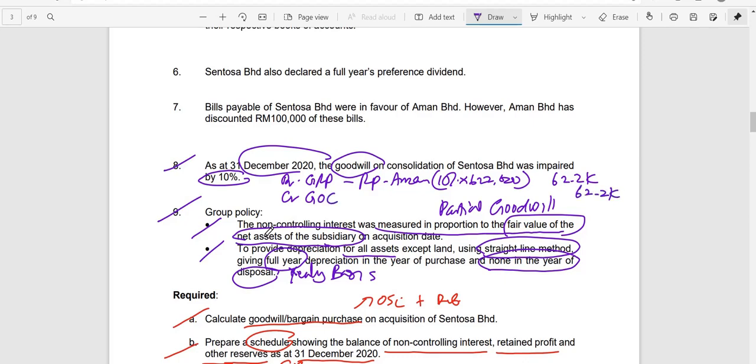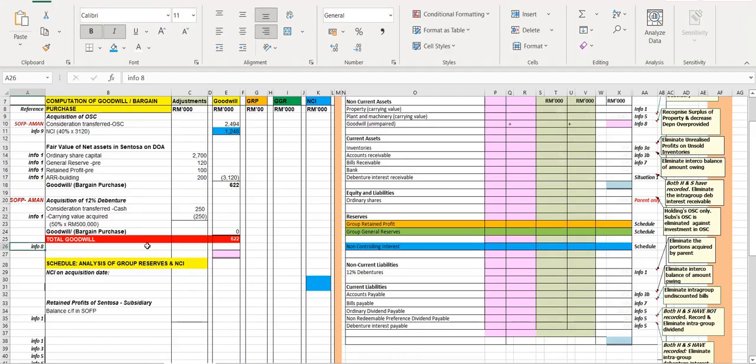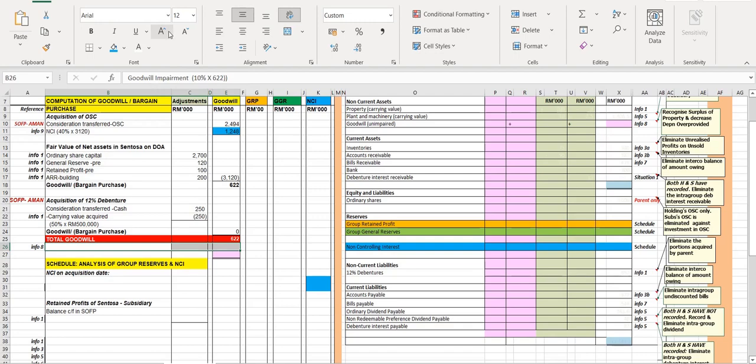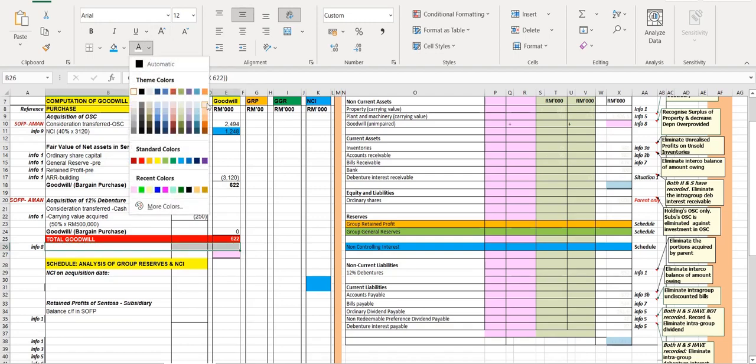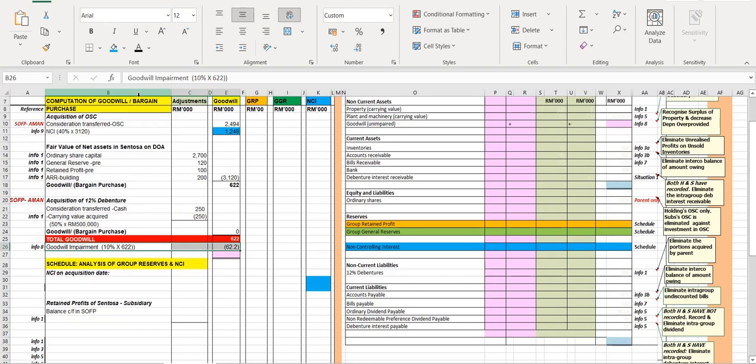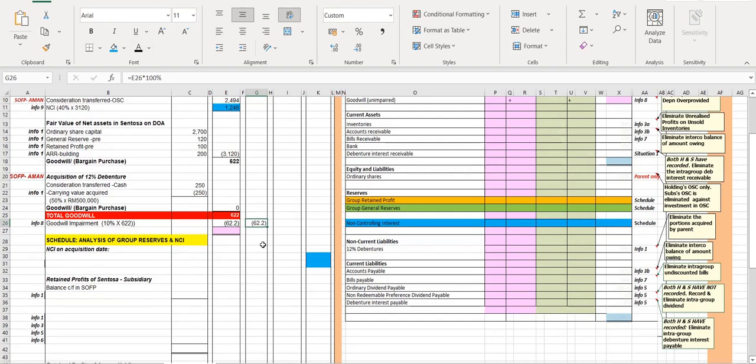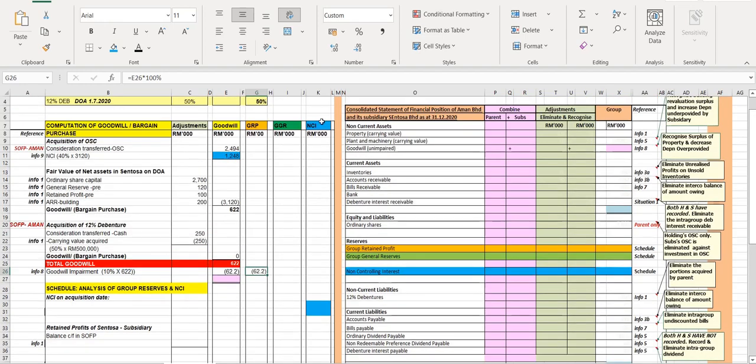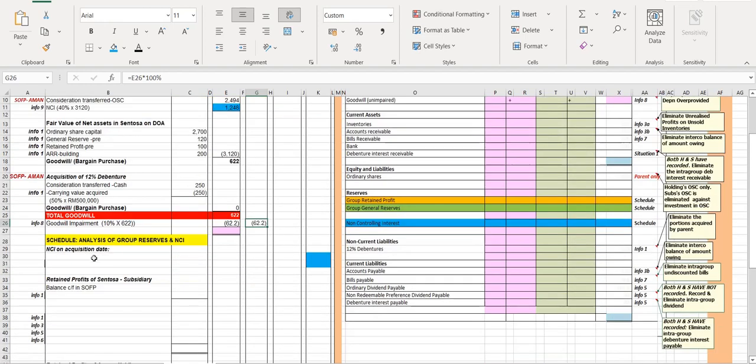So that will have to be adjusted in the schedule later. So we'll be doing that straight away here. If you can see here, the goodwill that is being impaired was actually 62.2, and I put it in the column of the group retained profit because that will be debited. It means to reduce the retained profit of the group. So you can see there are columns here that make sure you prepare the schedule in an organized manner.